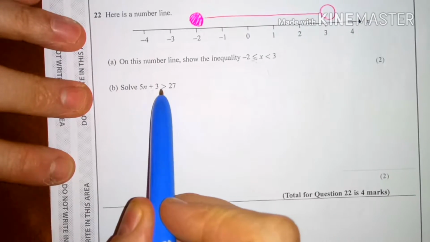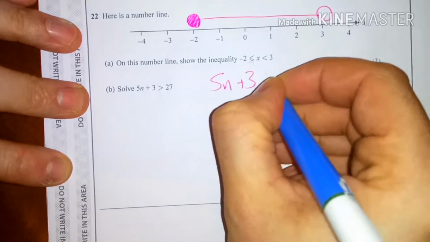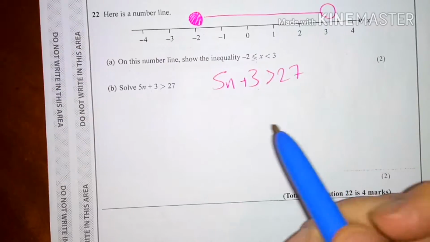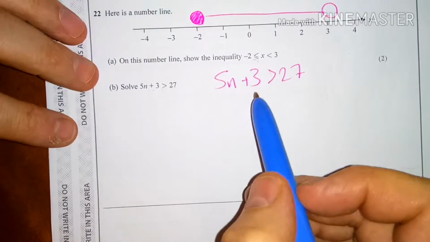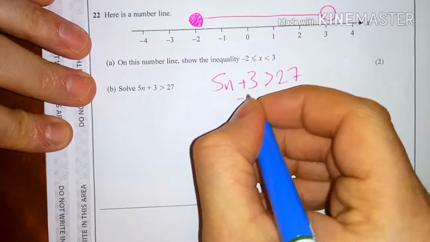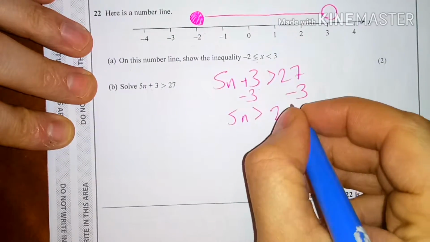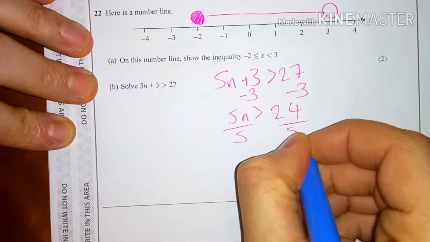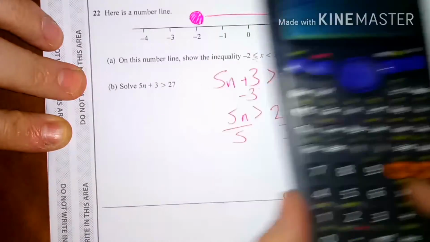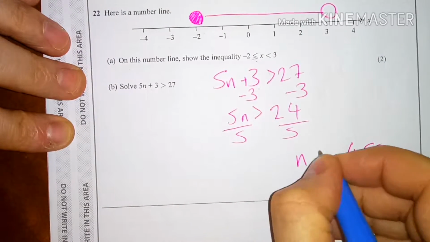Solve 5n plus 3 is greater than 27. Again, this is just something people get confused with. And sometimes people just write that as an equal sign. But you just solve it like you would do a normal equation. The only difference is if you're timesing or dividing by a minus number, your sign changes. But I'm not. Minus 3, minus 3. So 5n is greater than 24. Divided by 5, divided by 5. 24 divided by 5 is 4.8. So n is greater than 4.8.